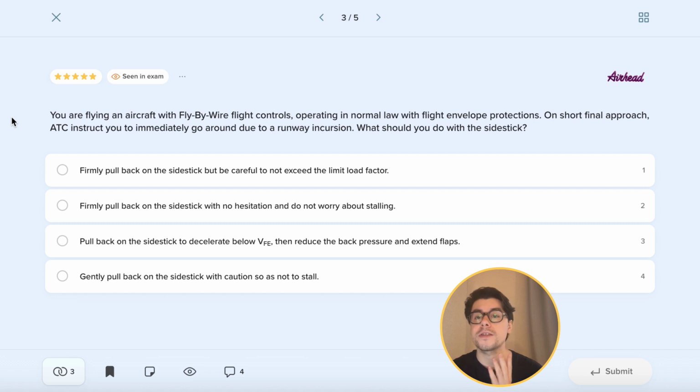So there is something that's really important to note here, that you should never ever do this in a GA aircraft, because the GA aircraft, if you fully pull the stick aft, it will simply stall. Either during a go around you will have a power on stall, or in any other case you will simply just fall out of the sky.